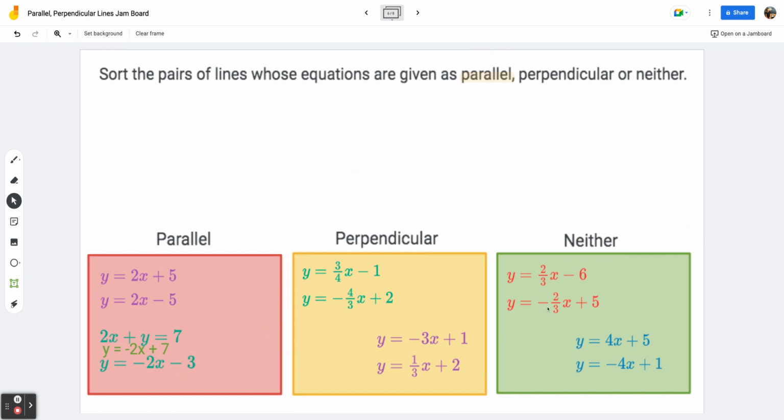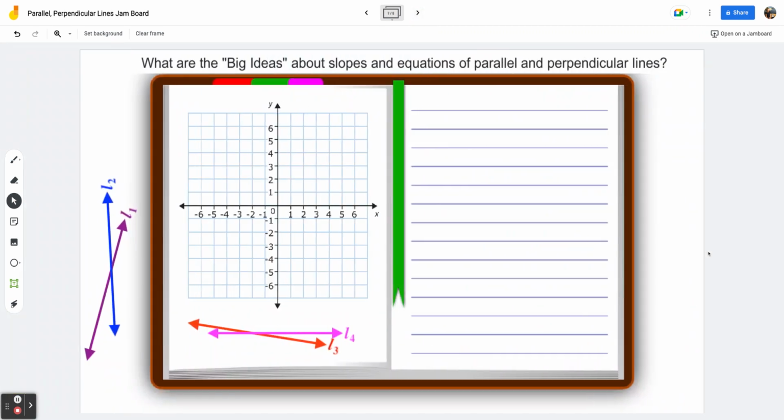Now we'll move on, and we would love for you to write about the big ideas about slopes and equations of parallel and perpendicular lines. And if you want to play around with any of these tools to help you illustrate your ideas, feel free. If you want to use your pencil tool, you can do that. Or if you just want to start writing what you know about slopes of lines that are parallel and perpendicular, feel free to do that.